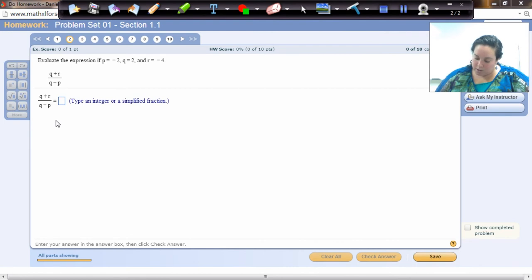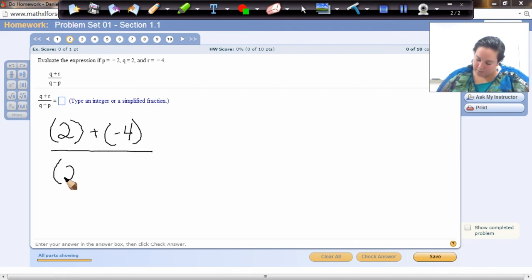So first Q, Q is 2, plus R is -4, and then Q again is 2 minus P, which is -2. And this is why we use parentheses when we plug things in, because we have situations where we have a minus a negative, and that might get confusing. So if you use parentheses, then you're fine.